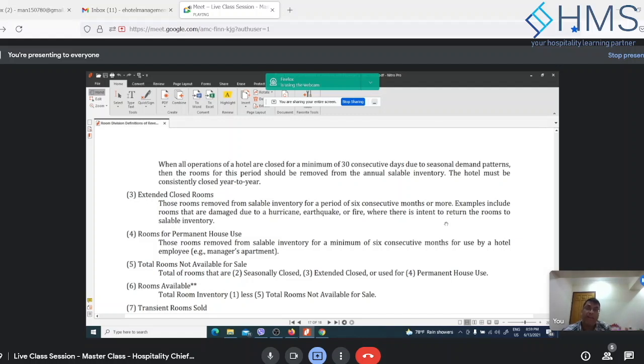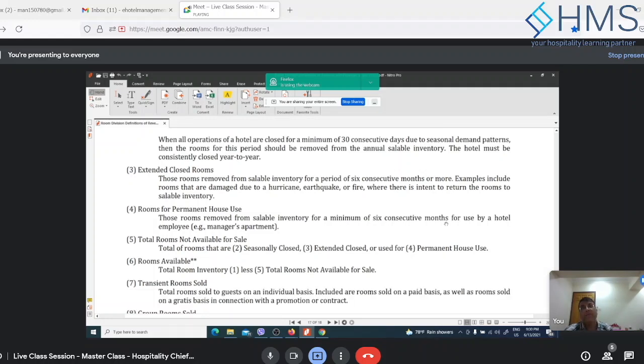If you don't have an intention of removing them for 6 months, and you say that we'll see next month if we are able to open the rooms or not, then it will not form part of your extended closed rooms. So those rooms which you have closed because of the pandemic will be included in the room inventory as rooms available. They will not be removed from the available inventory, so all your calculations will include those rooms as well.